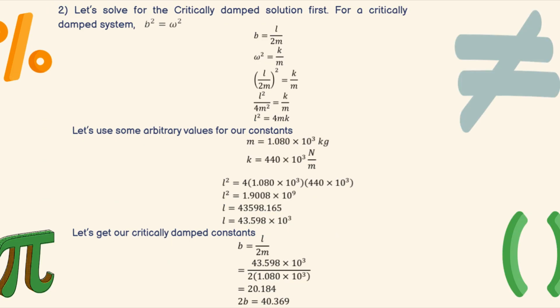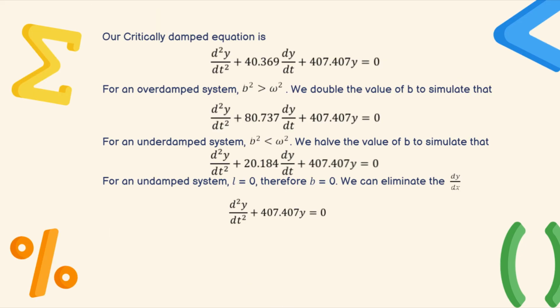To make our solution entirely unique, we chose a mass of 1.080 times 10 to the power of 3 kilograms and a stiffness constant of 4040 times 10 to the power of 3 newtons per meter. Under critical damping conditions where c squared equals 4mk, our baseline damping constant resolved to 43.598 times 10 to the power of 3. By doubling this value, halving it, or dropping it to 0, we successfully generated our four concrete, distinct differential equations.